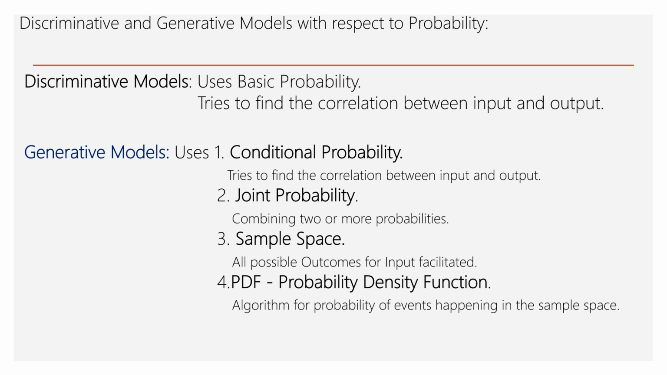The third one is a sample space. Here, all possible outcomes of an input are considered. For example, if I take the example of tossing a coin, all the possible results of tossing a coin would be head and tail. So the sample space would have head and tail. If I roll a six-sided die, all the possible six sides, 1, 2, 3, 4, 5, and 6, are the sample space. Then we have the PDF, probability density function, which is an algorithm, and this helps understand the probability of the events happening in this particular sample space, which has different values.